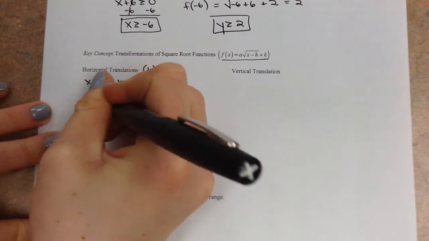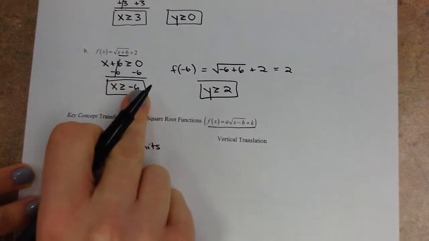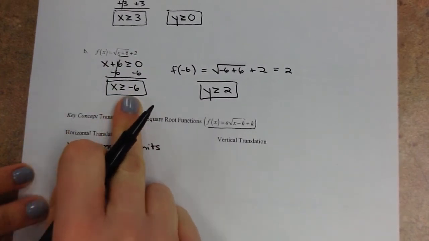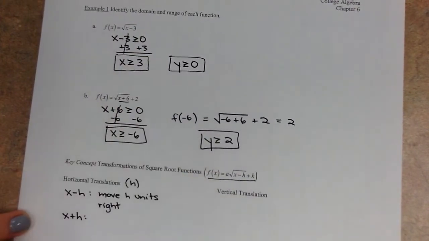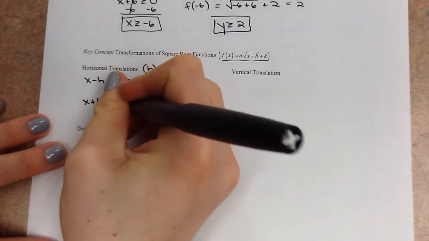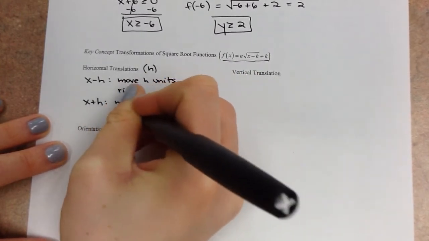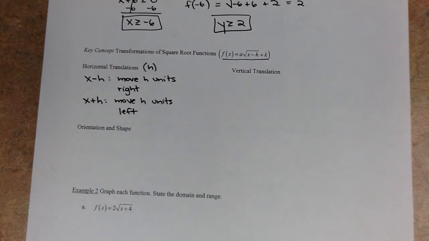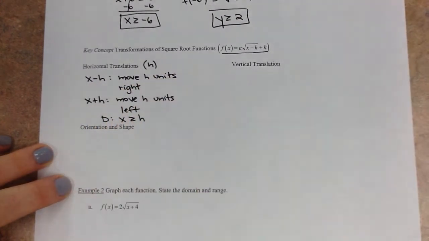If you have an x plus h, like we did right here, it actually moves that many units to the left, which is exactly what this one did. It moved 6 units to the left, and it started at negative 6 instead of at positive 6. And this one moved 3 units to the right, and it started at positive 3 instead of 0. So this means you move h units to the left. So just always remember that x lies. Whatever there is right there with the x, that's what you're going to end up getting. And then the domain is always x is greater than or equal to whatever the h is.